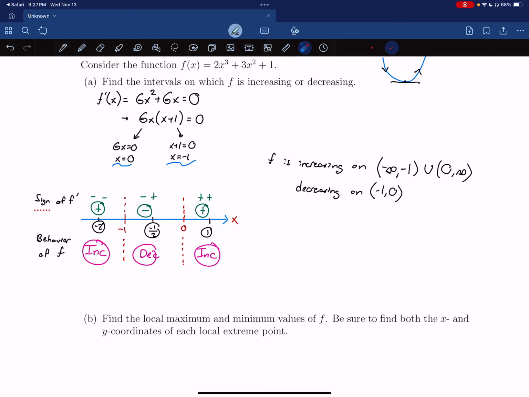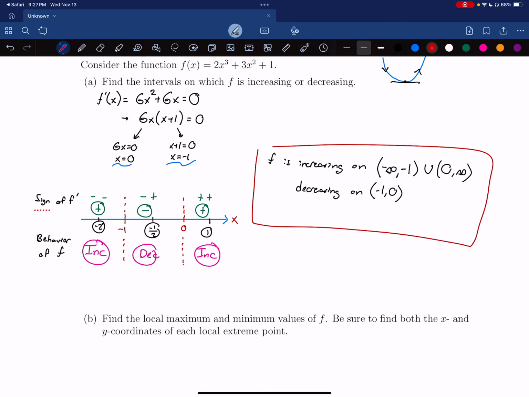That's right here, between -1 and 0. And you'll notice I use parentheses instead of brackets here, and that's pretty important for these questions. We won't use brackets because at this point, -1 and 0, we've determined that the slope is 0. So it won't be increasing or decreasing. It'll be a completely flat slope. So that's why we use those parentheses there, because it's not inclusive. All right, so that's part A answered. Very nice.